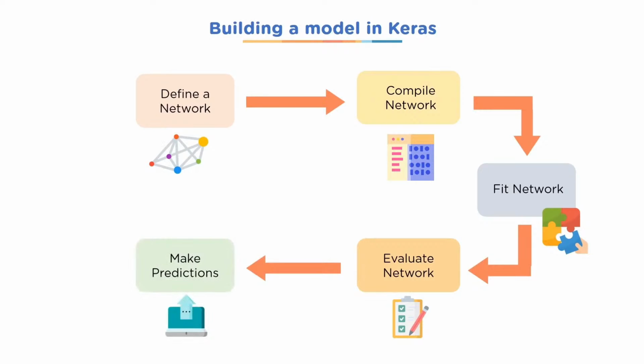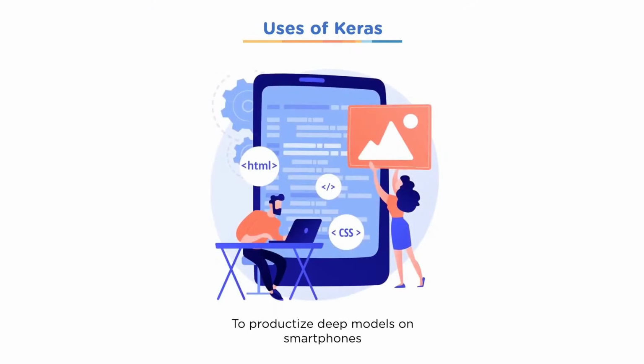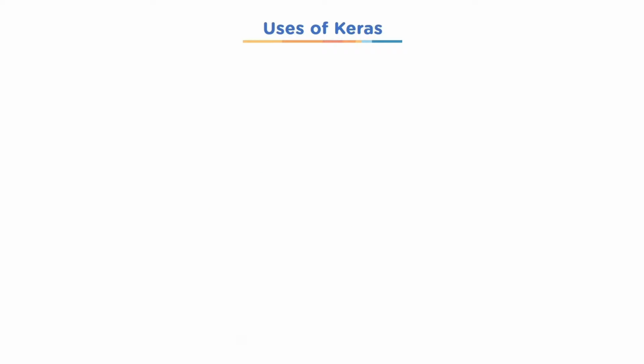This entire 5-step pipeline can be executed in Keras within 2 to 3 lines of code. Neural networks, which would have taken people days or even weeks to make, can be executed in Keras in a couple of hours. Now, uses of Keras. The first use of Keras is to productize deep models on smartphones. Deep models require a lot of computation power to run, but with the help of Keras, we can literally make deep models a product which can be sold and executed on smartphones.